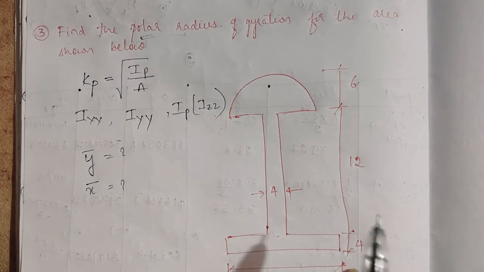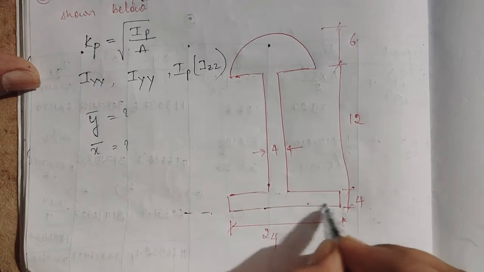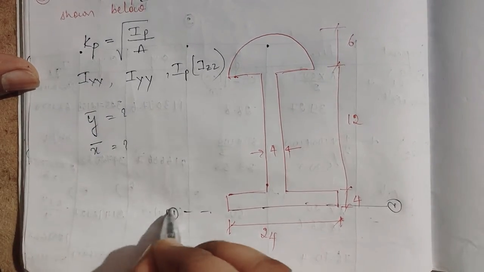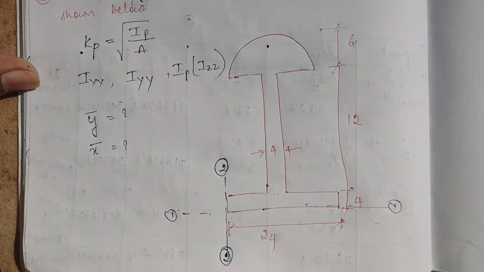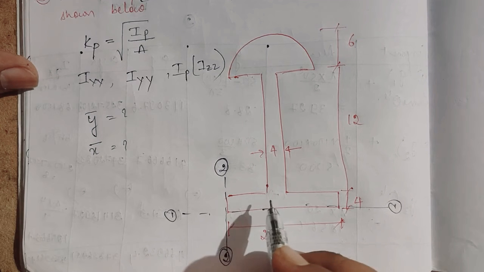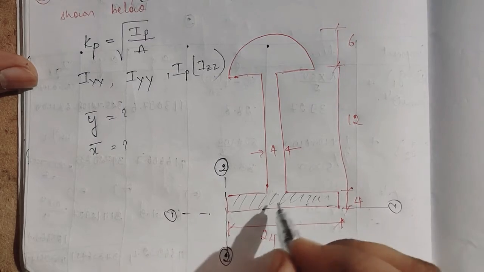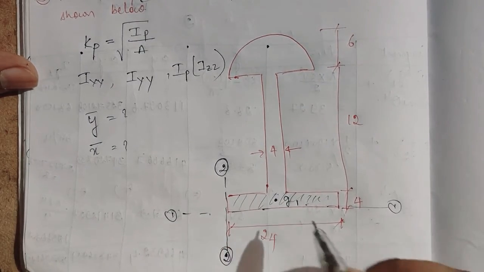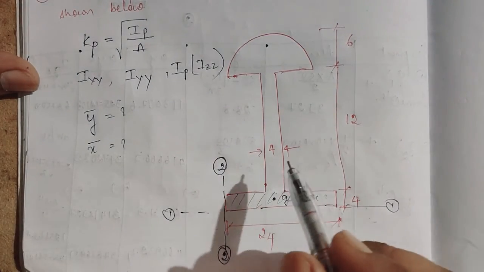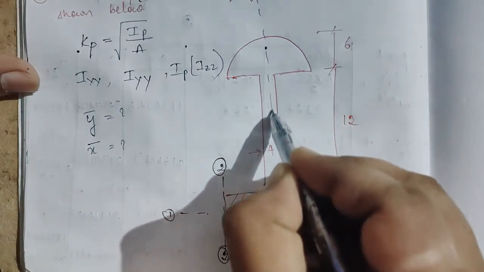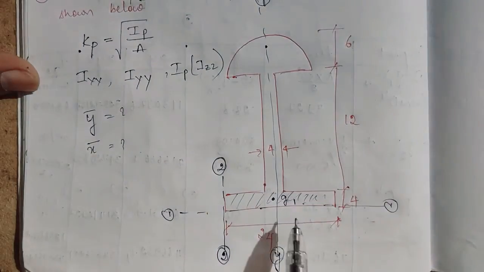So consider the reference axis. At the bottom, this is the reference axis 1-1, and here I'll take the reference axis as 2-2. I'll divide the whole figure into 3 parts: this one is G1, this one is the rectangle, and this diagram which you are seeing can be symmetrical about the y-axis. If it is symmetrical about the y-axis, one value is known, that is the x value.